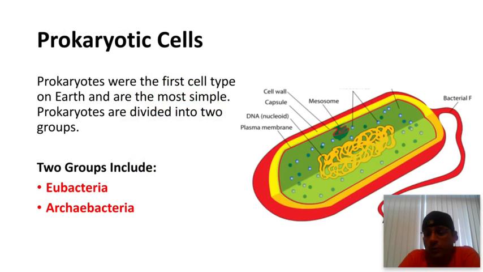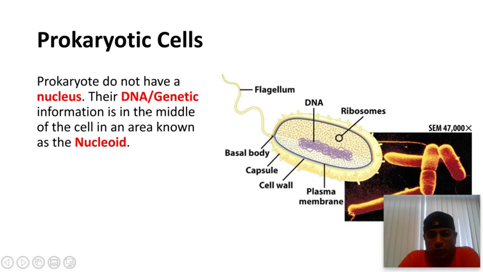So the first type are prokaryotes. These are going to be the very simplest forms of life. These are the first cell types on Earth and the most simple. They're divided into two big groups, eubacteria and archaeobacteria. So prokaryotes do not have a nucleus. The DNA and genetic information is in the middle of the cell, an area called the nucleoid.